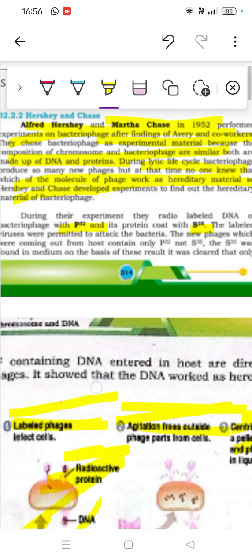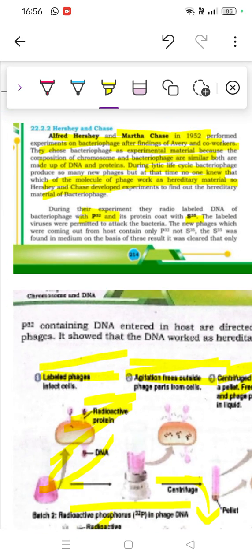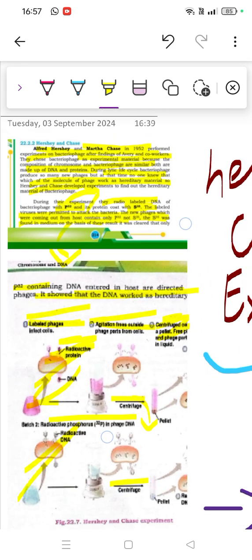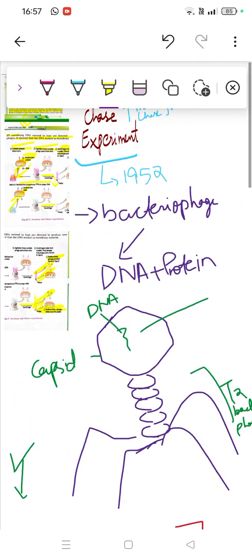In the experiment, the DNA in the bacteriophage was labeled with P32, phosphorus 32, and the protein with sulfur 35. Then we observed that the new phages coming out from the host were P32, not S35. S35 was found in the medium. This means the result was clear: the P32-containing DNA enters the host body, so DNA acts as the hereditary material. Till here I hope it is very clear. This was shown by the Hershey-Chase experiment.